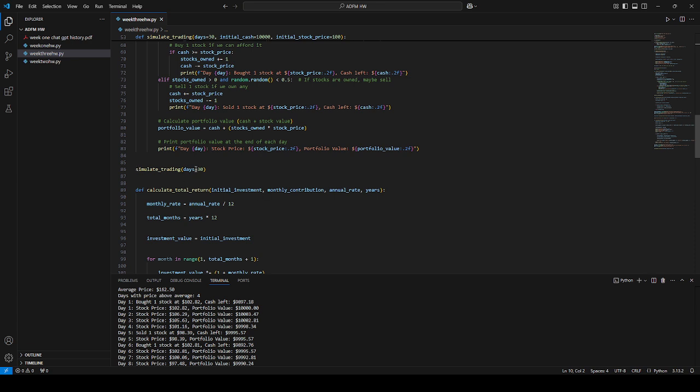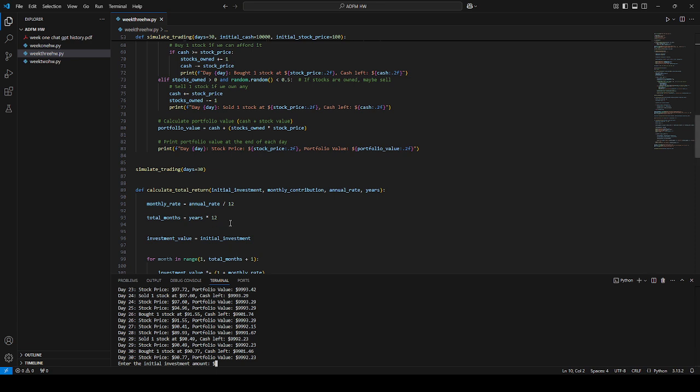Out of 30 days, this is how many days we're simulating. So day 1, this is what we get. We bought one stock at $102.82, and out of our 10K, we are now left with $9,897.18. So on, buying a stock, selling a stock, buying a stock, selling a stock, after however many days that we want. And that goes through 30 days.